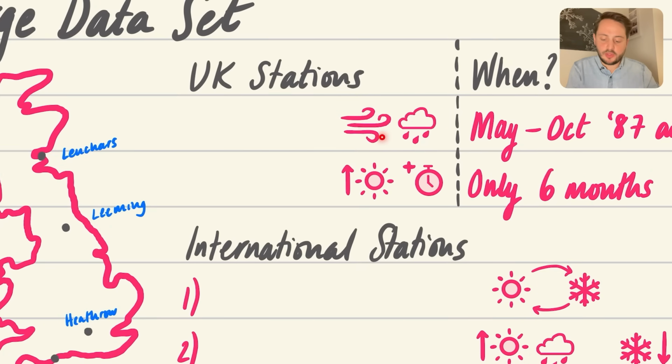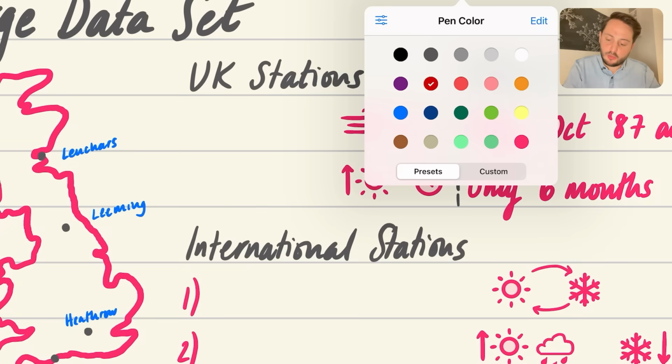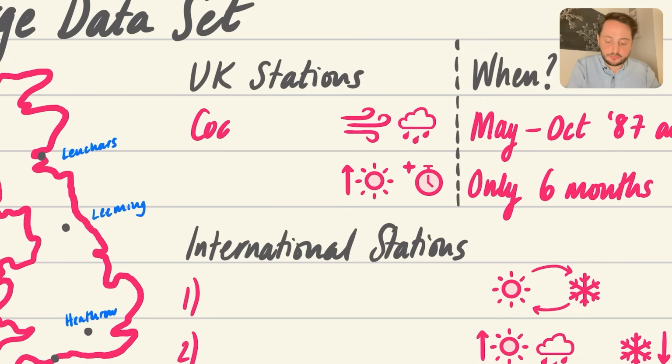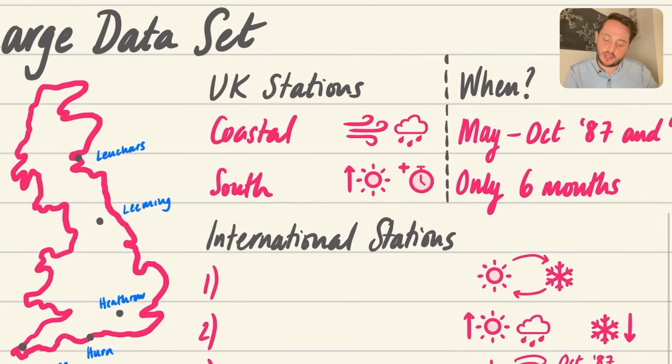Well, an area of the UK that is windier and rainier is going to be the areas which are coastal. So any of the coastal stations are going to be windier and rainier. Then I've got another area where there is more sunshine and it's warmer, and there's also more sunshine in the day. That's going to be generally the weather stations that are in the south. They tend to be warmer and they tend to have more sunlight as well.